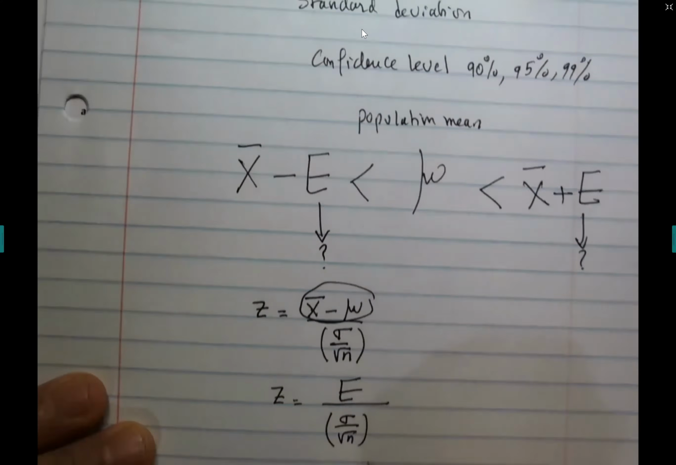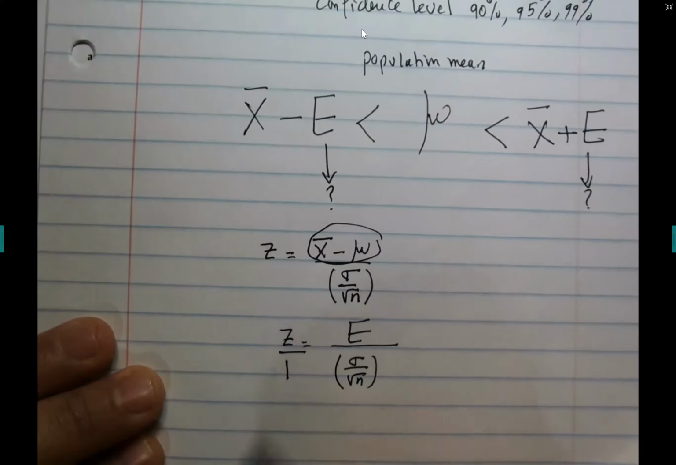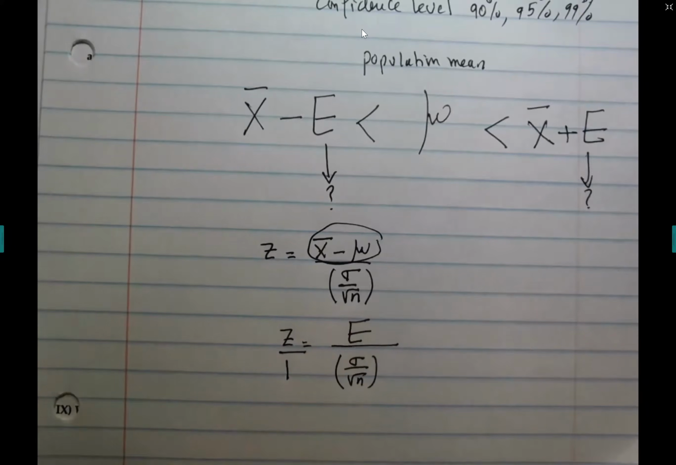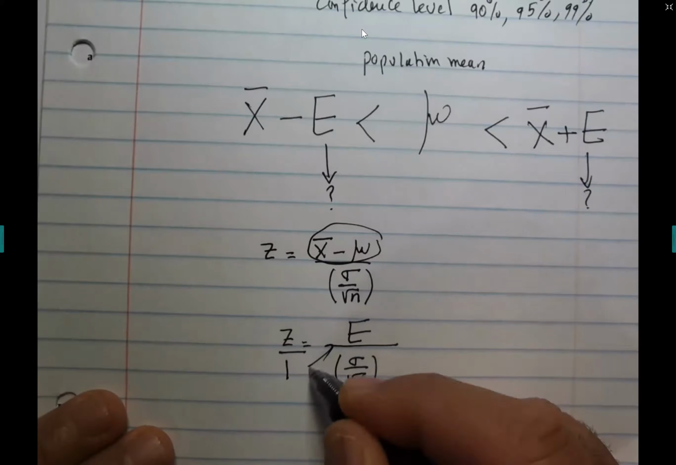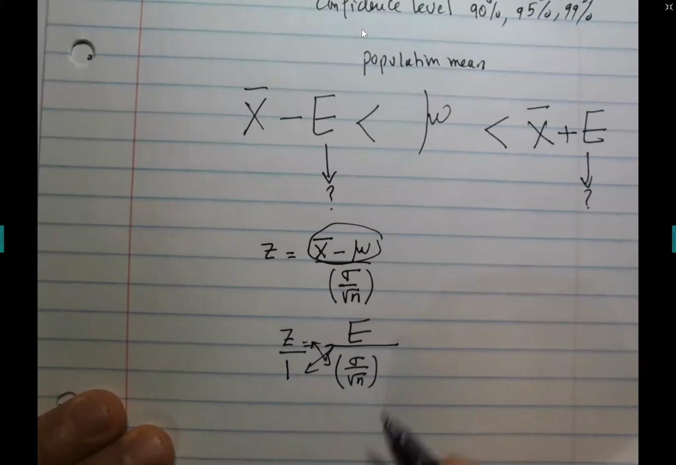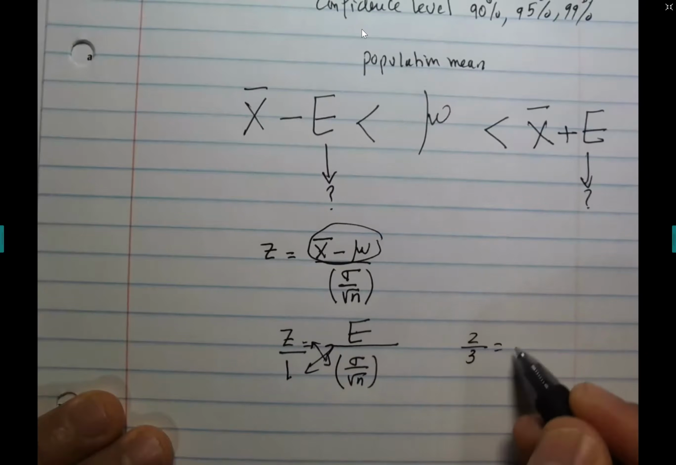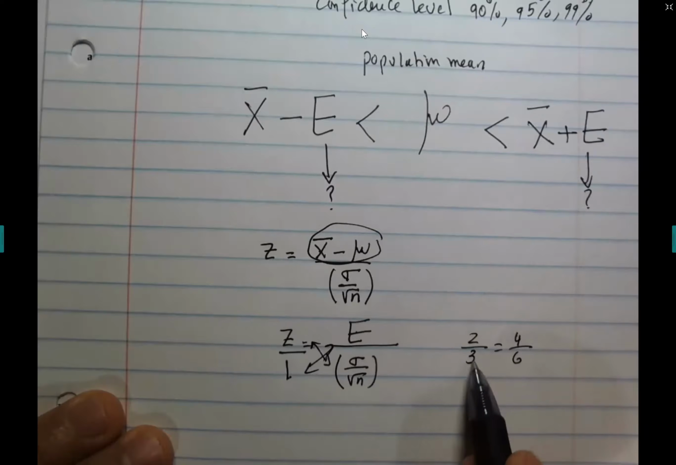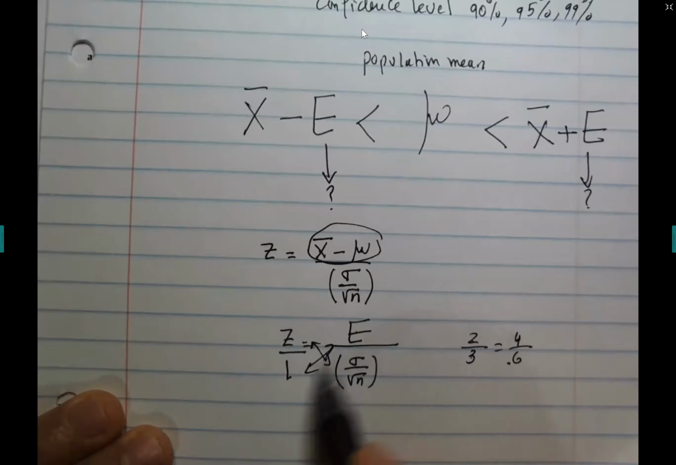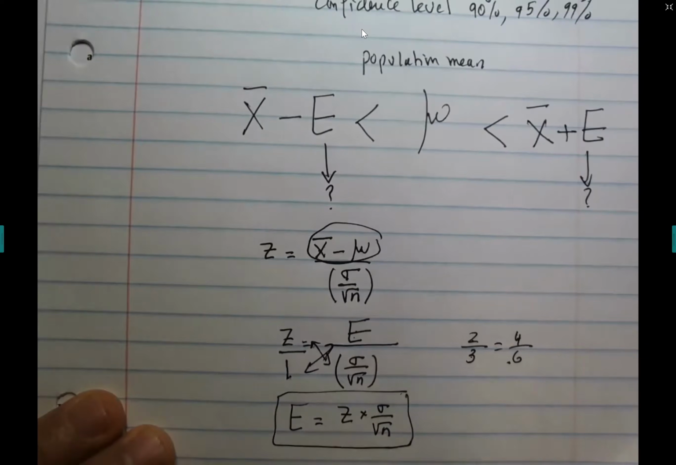Now I want to do a little bit of algebra with you. If I want to solve for E, how do I solve for E? Using cross multiplication. So E times 1. If you have something like 2 over 3 equals 4 over 6, you can say that 3 times 4 is 12, equals 2 times 6, which is 12. Same thing here. So I put Z over 1. So E equals Z times sigma over square root of n. And this is the formula for the margin of error.